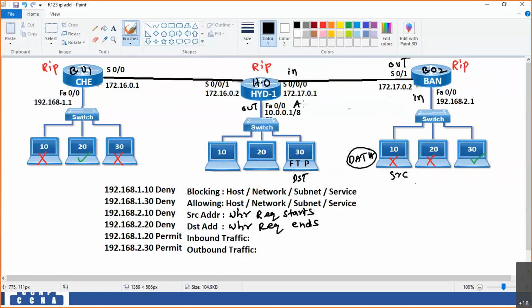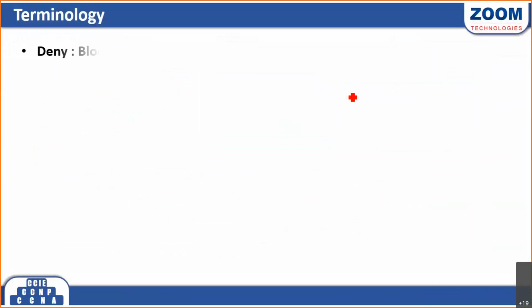So here we have to implement ACL. On which interface, and what type of traffic is it, inbound traffic or outbound traffic? We should know this clearly. These six points you can read once again.